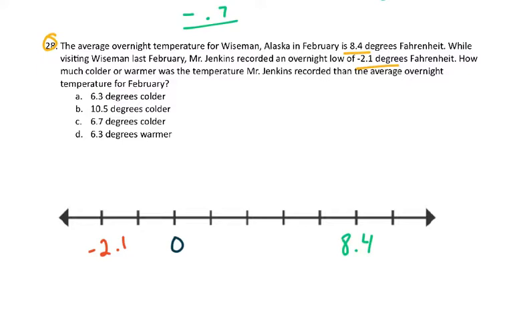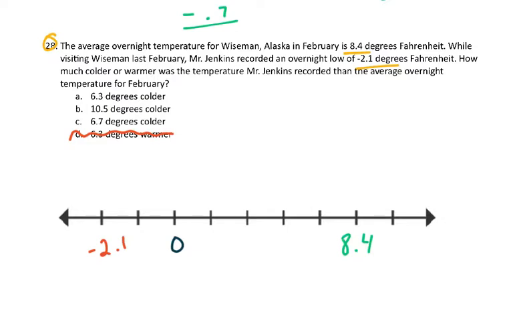He recorded a temperature that is colder because negative 2.1 is way colder than 8.4. So his temperature is colder. So we can automatically rule out D. Can't be warmer. And it says how much colder was it? How much colder was it than 8.4? So if it says how much more of something than something else, it's asking for subtraction.